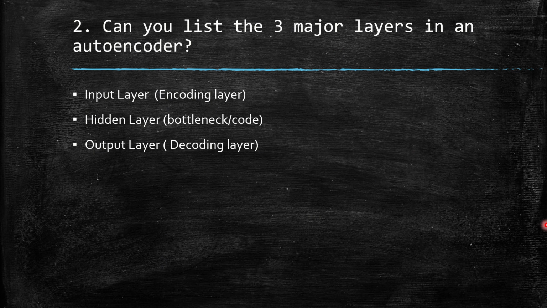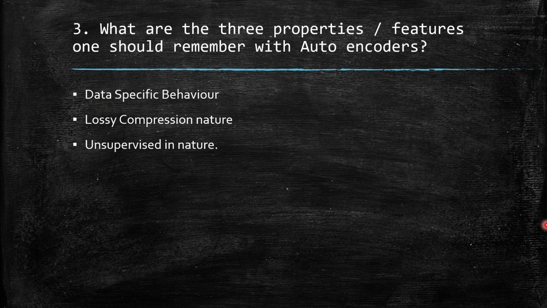Can you list the three major layers in an autoencoder? It's the input layer, hidden layer, and output layer. The input layer is also referred to as the encoding layer. The hidden layer can also be called the bottleneck or code layer. And finally, the decoding layer can also be referred to as the output layer.